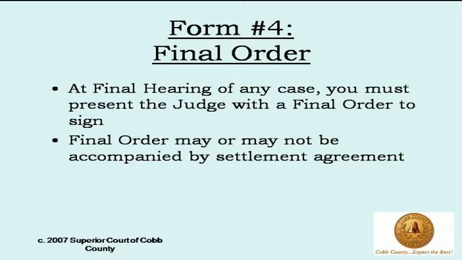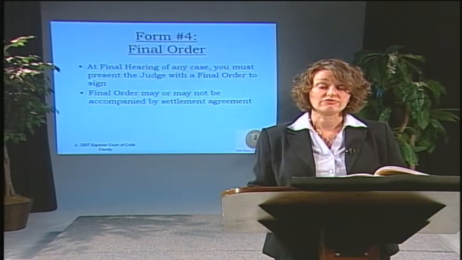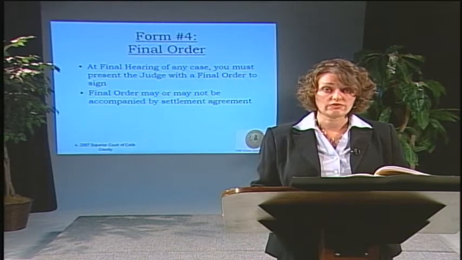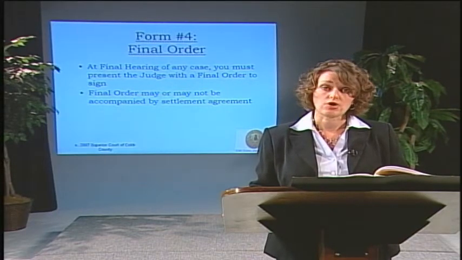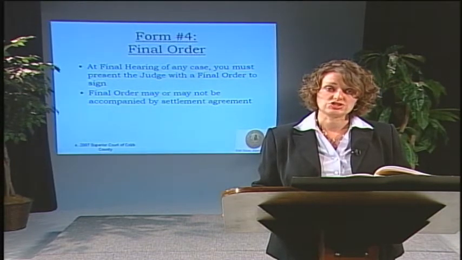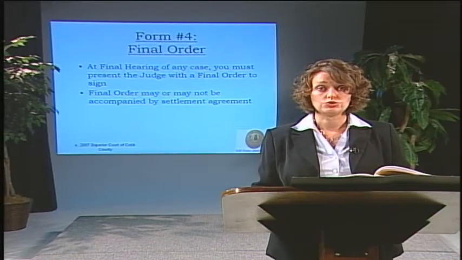If you have a settlement agreement, your final judgment and decree will be about 2 pages long, simply incorporating the terms of the settlement agreement into your final order and making it the order of the court. If you do not have a settlement agreement and you have to go to a trial and have a judge determine the terms of your divorce, your final order is going to be much longer, and it is going to address all of the issues of your divorce, such as property division, debt division, custody of the children, and so forth.